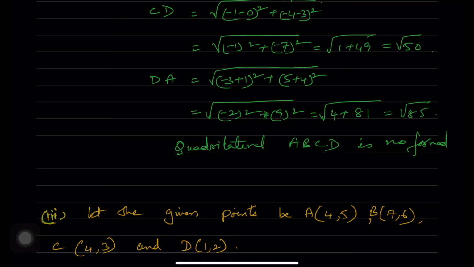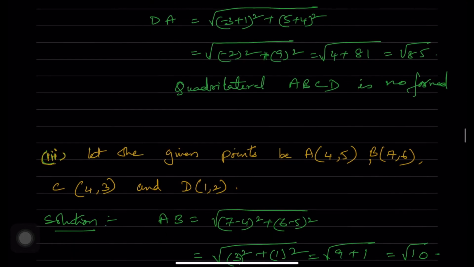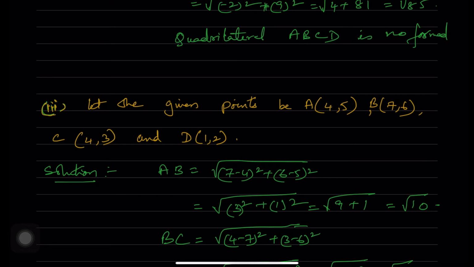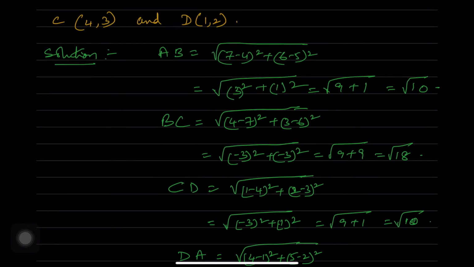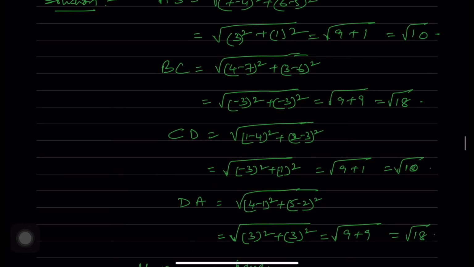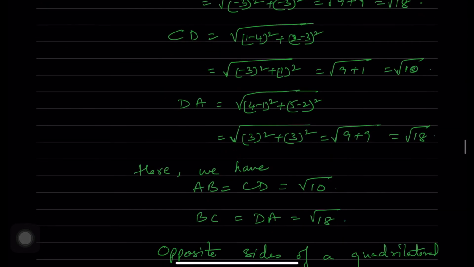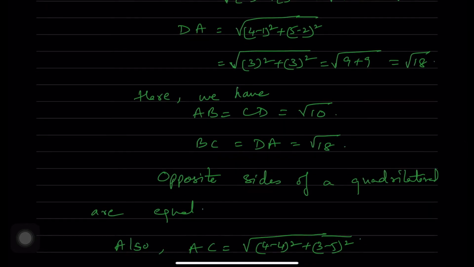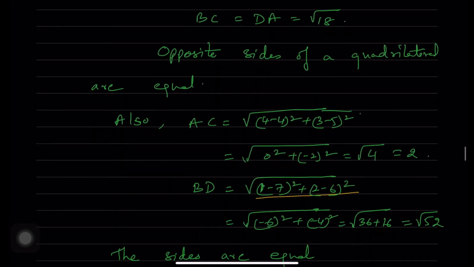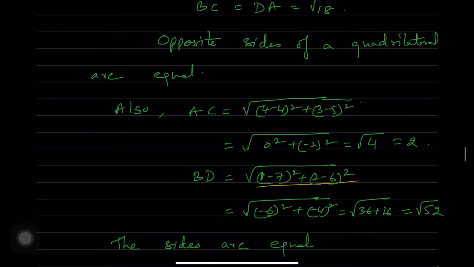Okay, so now next, going into the third bit, let the given points be A(4, 5), B(7, 6), C(4, 3), and D(1, 2). So AB is equal to the square root of (7 minus 4) whole square plus (6 minus 5) whole square. So you are getting root 10. BC is equal to root 18, CD is equal to root 10, and DA is equal to root 18. So here we have the opposite sides of the quadrilateral equal. And you can also see that the diagonals AC is equal to 2 and BD is equal to root 52.